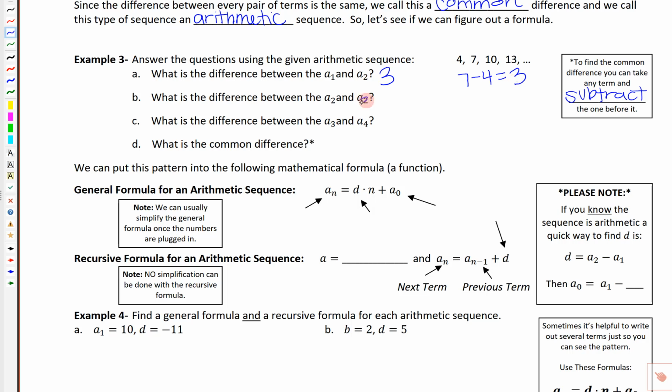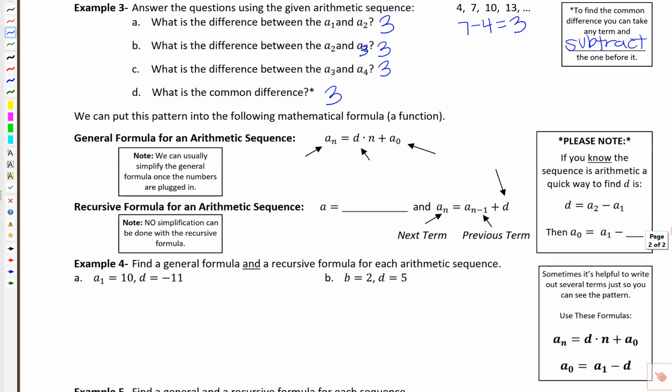So the next one, what is the common difference between a sub 2, the second term, and a sub 3, the third term? So 10 minus 7 is 3. And what is the difference between a sub 3 and a sub 4? 13 minus 10 is 3. Okay, so our common difference is 3. We are adding 3 each time. We can even check it. 4 plus 3 is 7, plus 3 is 10, plus 3 is 13. And so on.